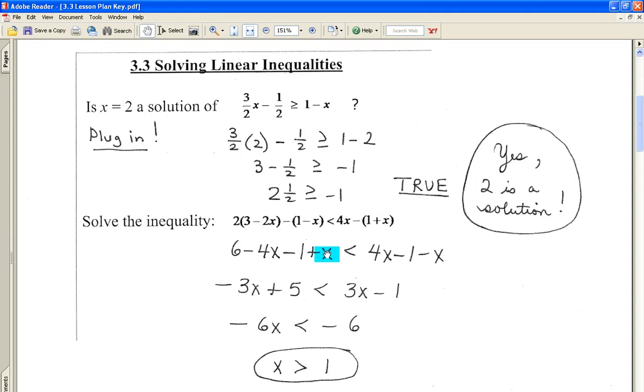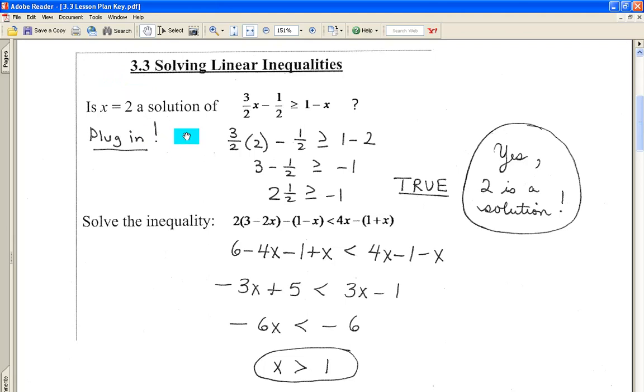Okay, ladies and gentlemen, we are looking at section 3.3 on solving linear inequalities. So before we get started, the most important thing for you to remember when you're solving an inequality that's different from when you're solving an equation, and we've talked about this in class, but I need to start with it. When you divide both sides of an inequality by a negative number, you have to flip the sign, or you reverse it, however you all want to say it. That's the big difference.